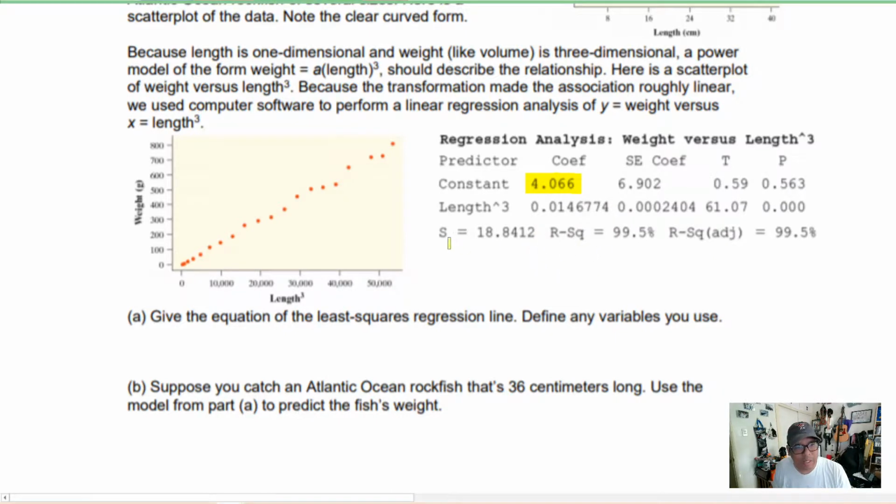Other things you're going to need to know. This is the standard deviation of the residuals. This is R squared, 0.995. And this is SEb, 0.0002. I don't think we're going to need SEb for this. This is just an analysis, not formulating our mathematical models.